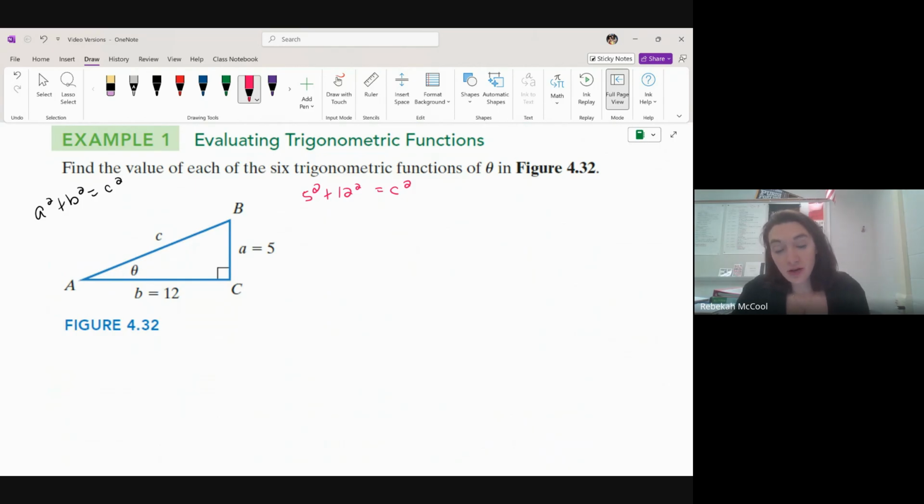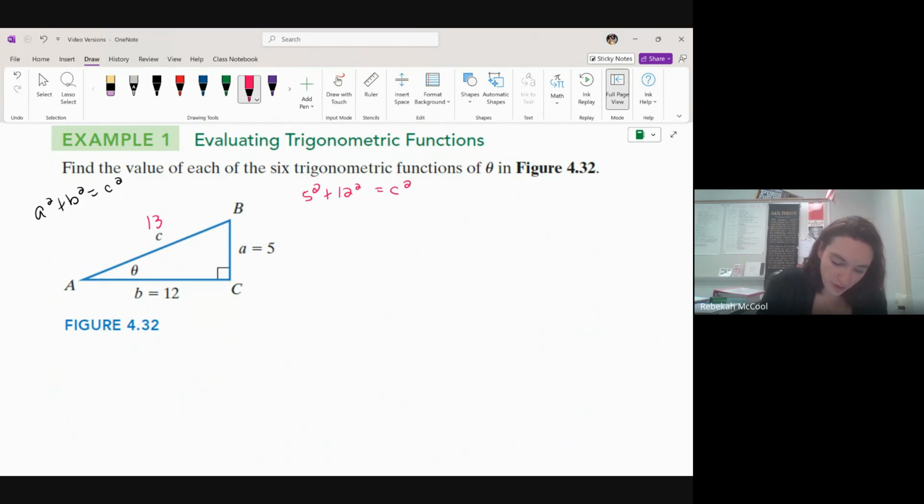But this is one of our common right triangle side lengths. This is a 5, 12, 13 triangle. Once you start to recognize these, you wouldn't need a calculator. We like these ones because they're always going to give us whole numbers. 3, 4, 5 is the most common you'll see. 5, 12, 13, though, is another one. So our C here is going to be 13.